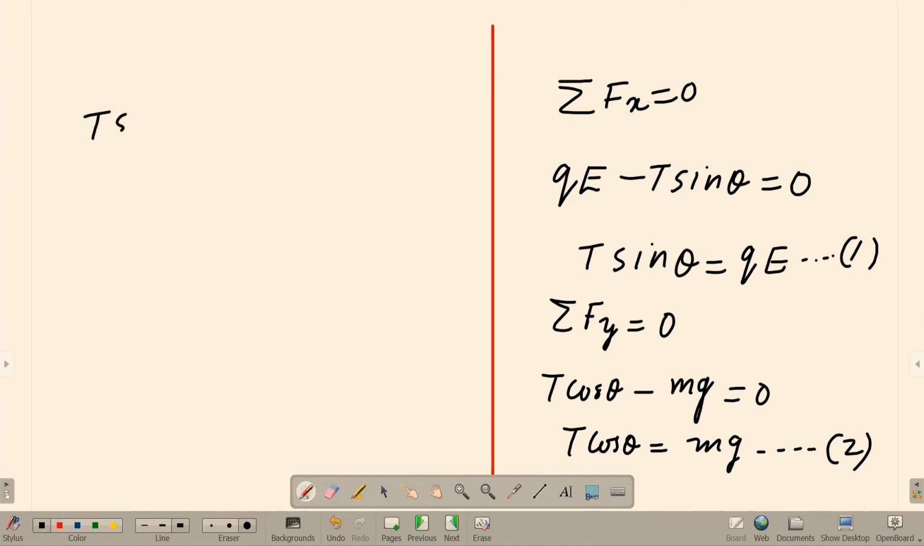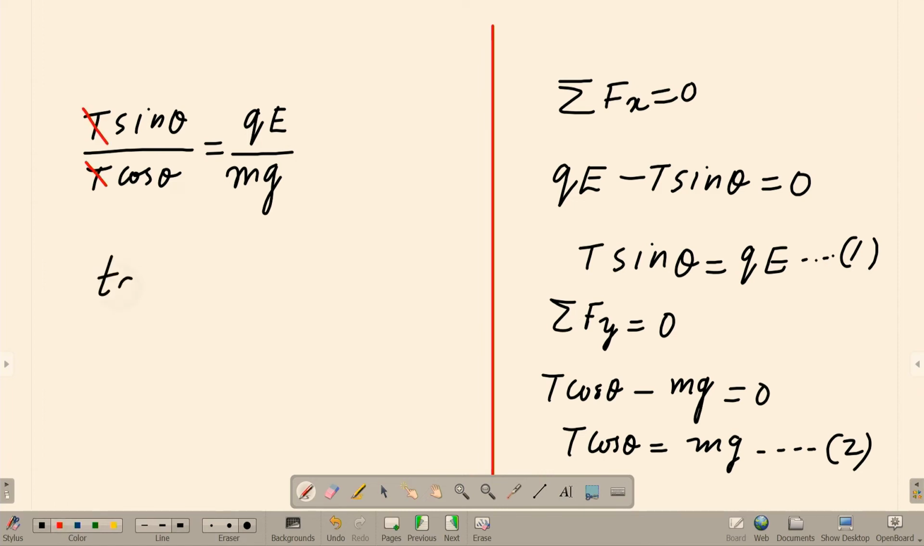T sin theta divided by T cos theta is going to give you QE divided by mg. So this T will be cancelled out, and sin theta by cos theta is tan theta. So tan theta is going to be equal to QE divided by mg. All the values are given.